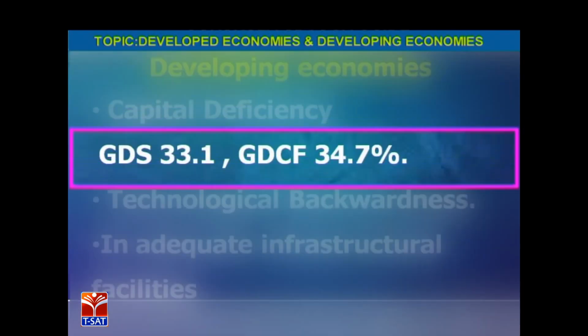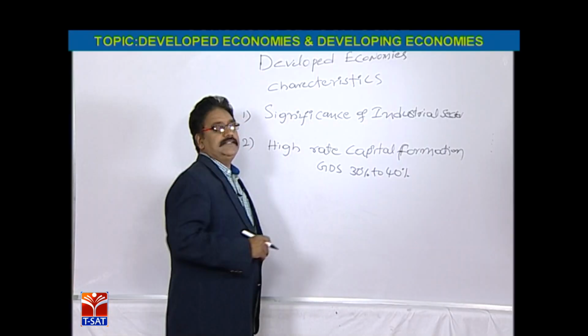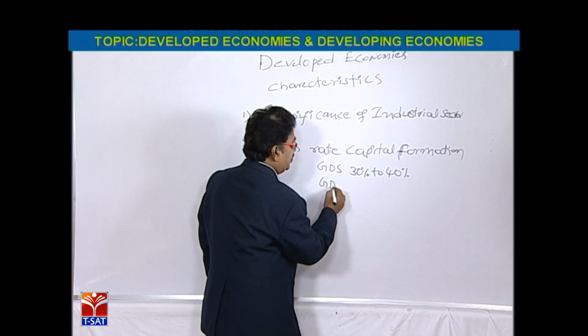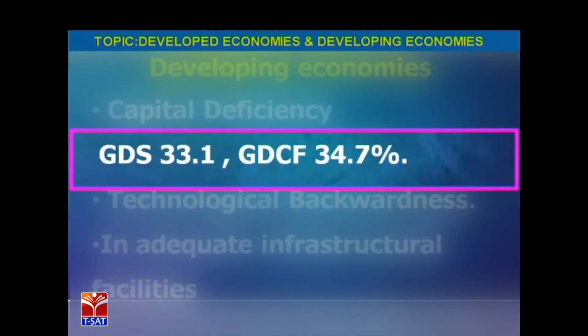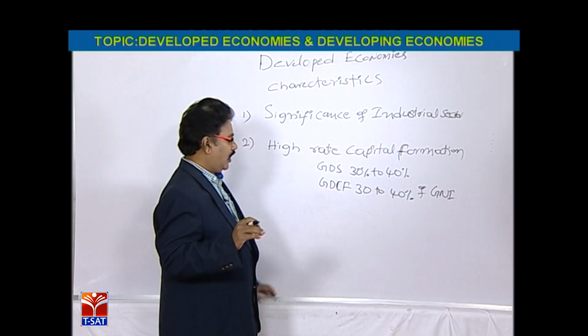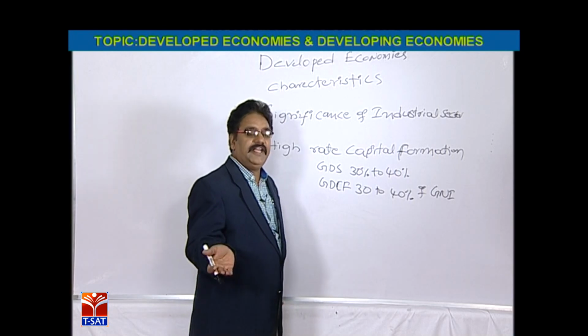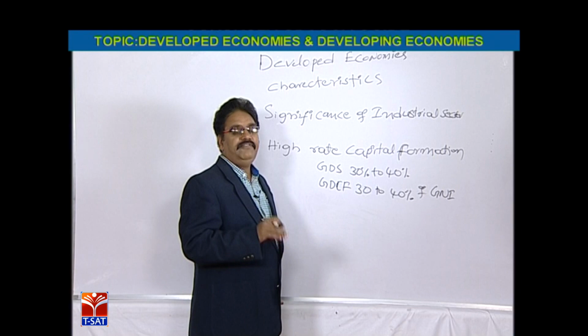Gross domestic saving, GDS, is nearly 30 to 40%. This gross domestic saving converts into gross domestic capital formation. This is also almost 30 to 40% of their GNI, gross national income. Out of GNI, almost 30 to 40% every year is transformed into the form of capital.